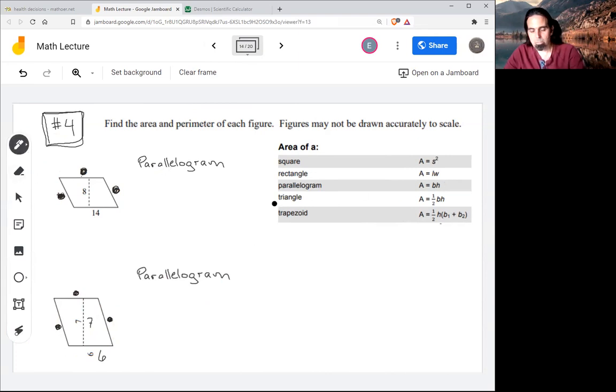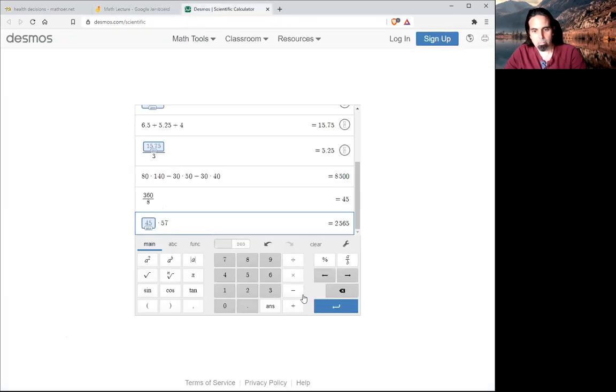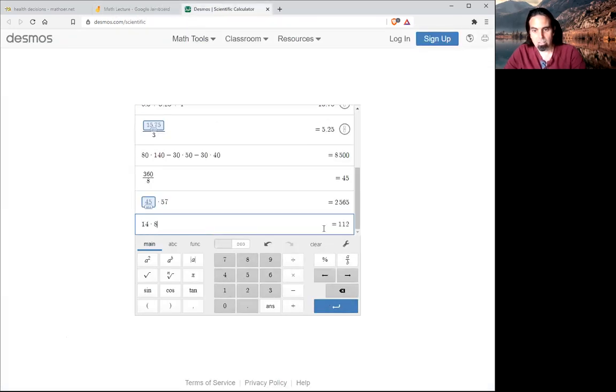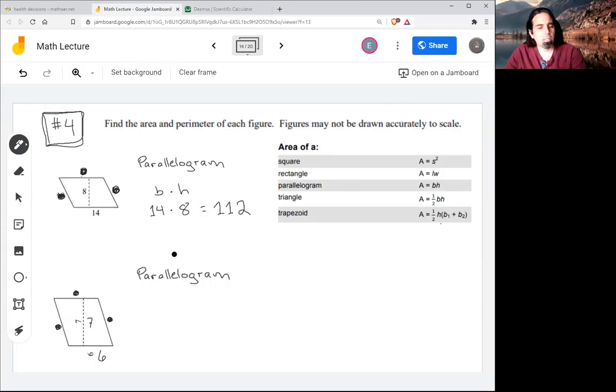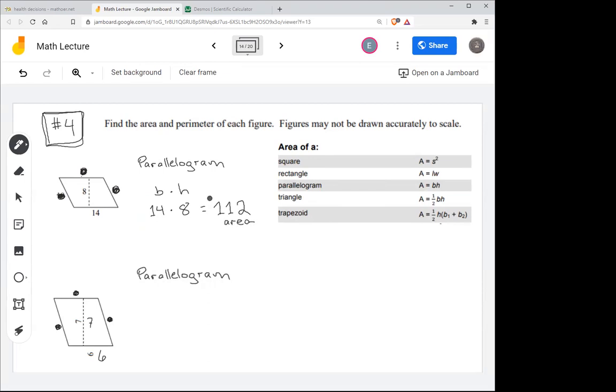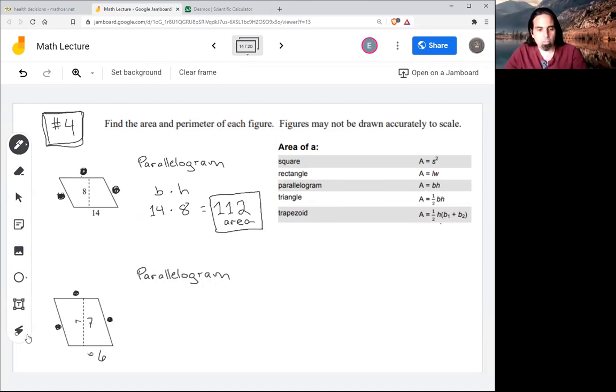So for a parallelogram, it's base times height. So 14 times 8, whatever that is, because it's late and my brain is tired, is 112. And none of these were labeled with feet or inches or anything, were they? No. I'm just going to say area. Now we have to find the perimeter for it. Should we do all the perimeters at the end, or should we do each one as we go? As we go.